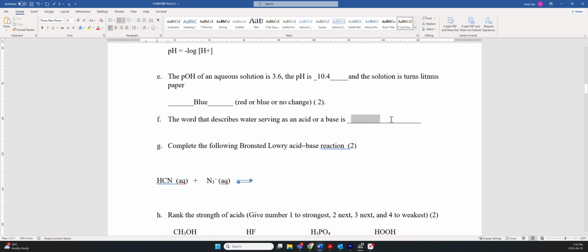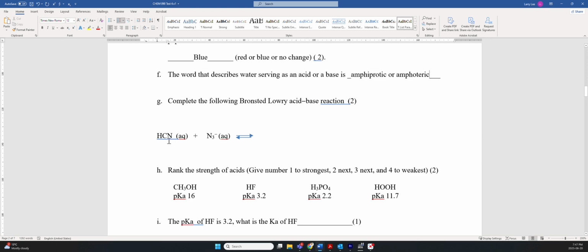So the word that describes water as acid or base is called amphi, like amphibian. We got amphiprotic. Proton is protic. So proton is the hydrogen without an electron. Or you could call it amphoteric. Amphiprotic or amphoteric, those are 2 words. Amphoteric is more general. That doesn't have a proton in it, but it could act as an acid or base.